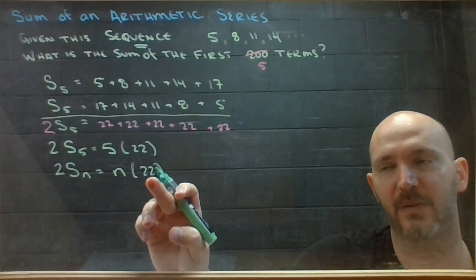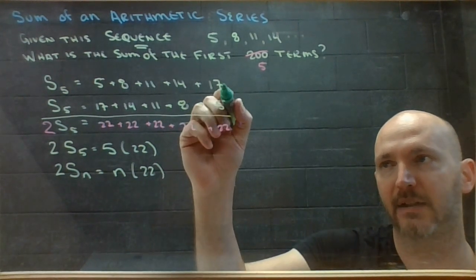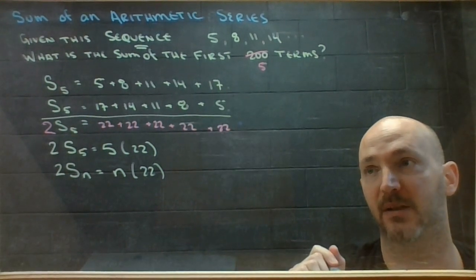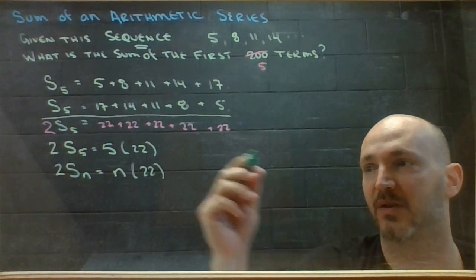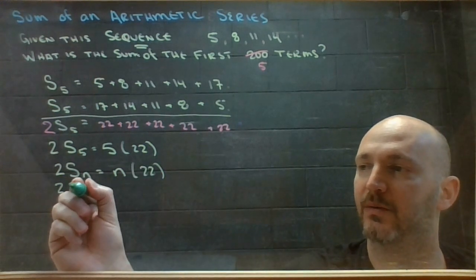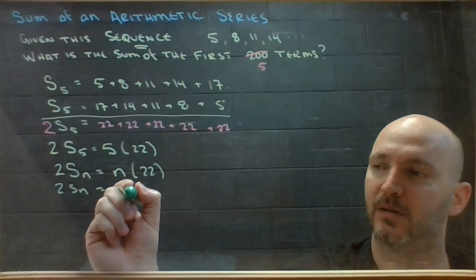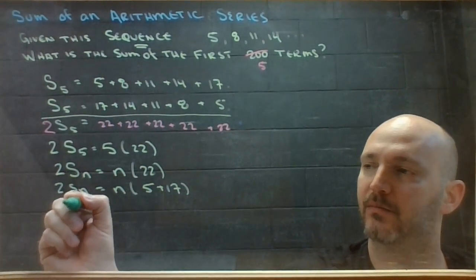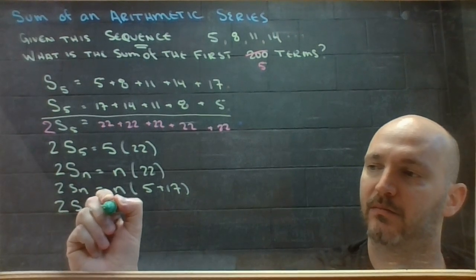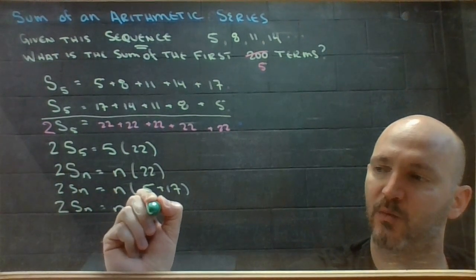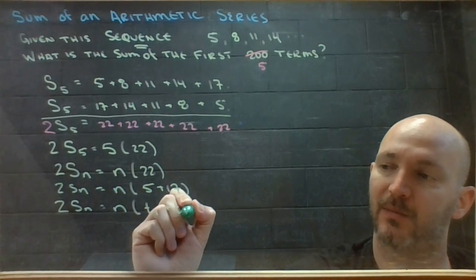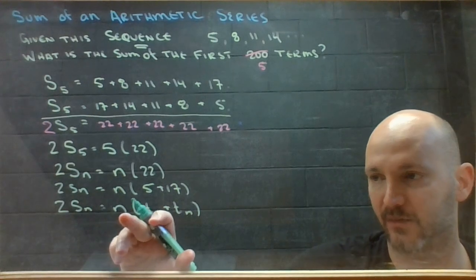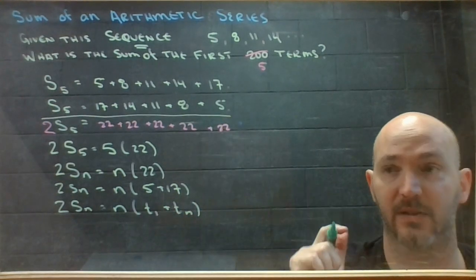This 22 here came from adding the first term to the last term in my sequence. So 22 was just 5 plus 17, which was term 1 plus term n, right? The last one. When this is a 5, that's a 5, that's a 5, 5 is the last one in your sequence.